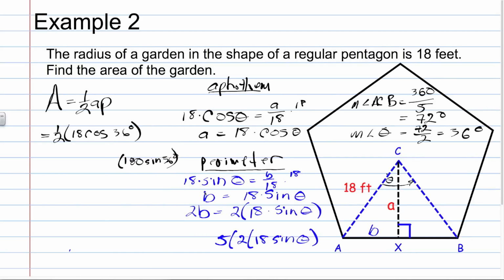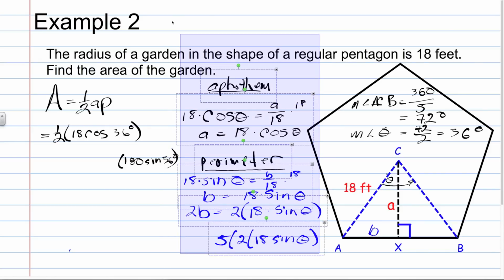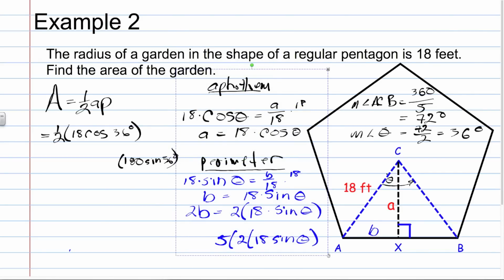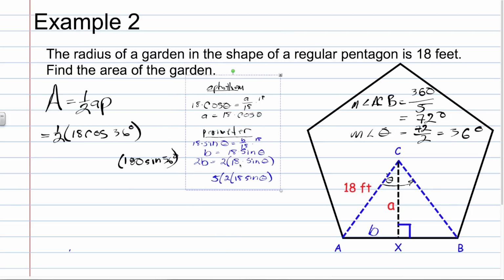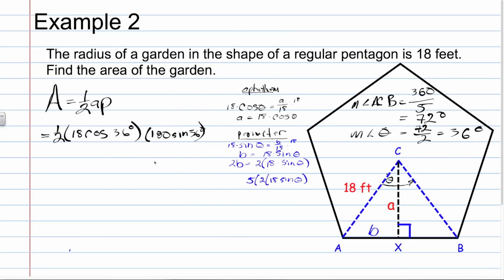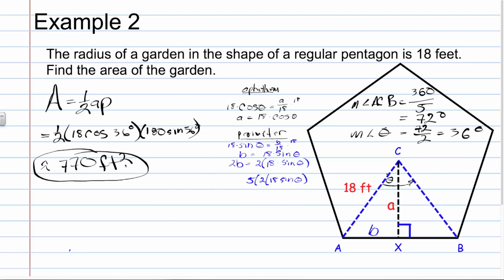Let me put all that together and make it a little bit smaller to give myself some more room. Really, from here it's a matter of plugging it into the calculator. When we plug all that into the calculator, it ends up being 770 square feet. So the area of this garden is about 770 square feet. And it really boiled down to finding an expression for the apothem with the cosine and one for the perimeter with the sine.